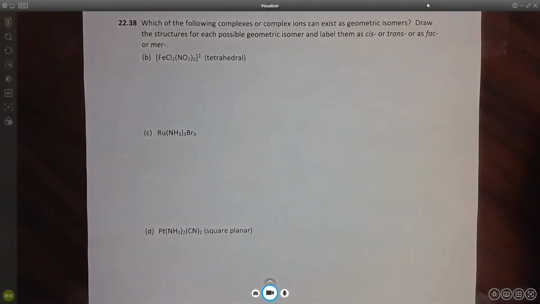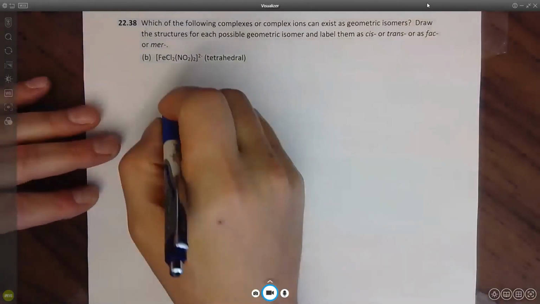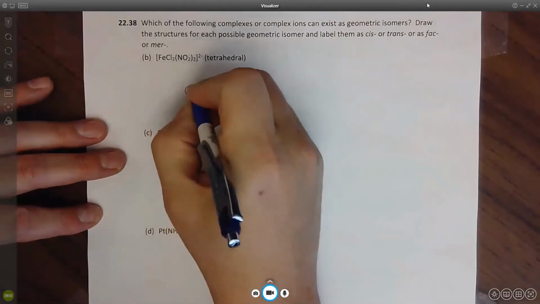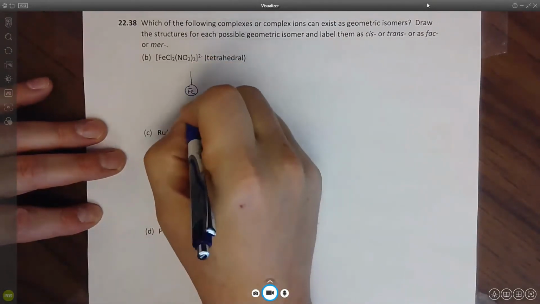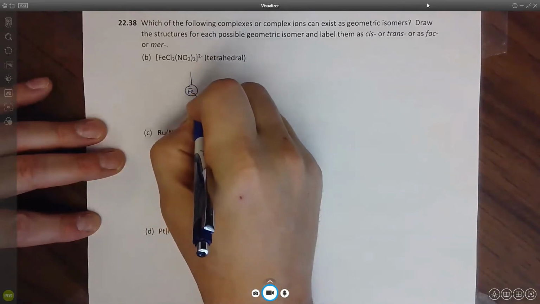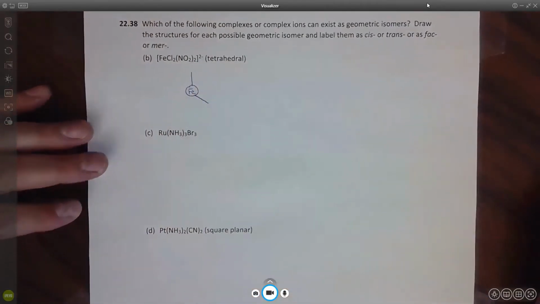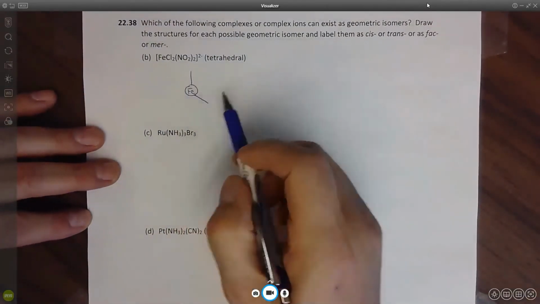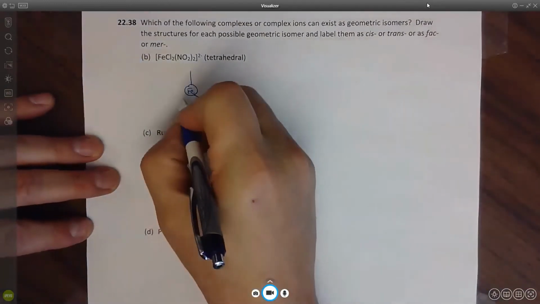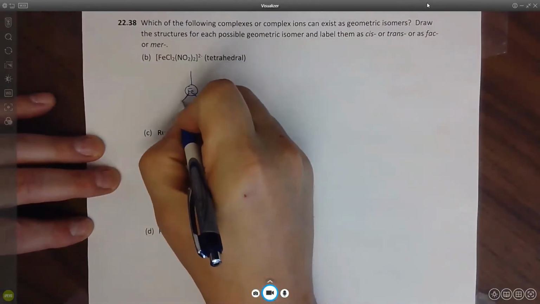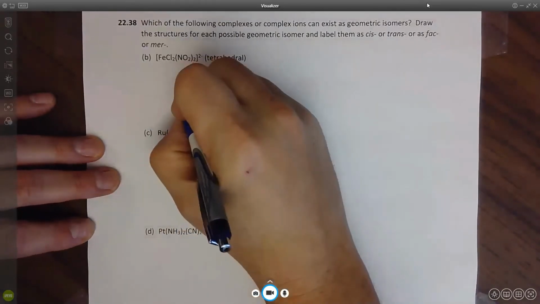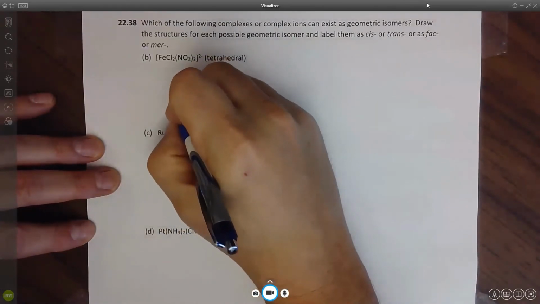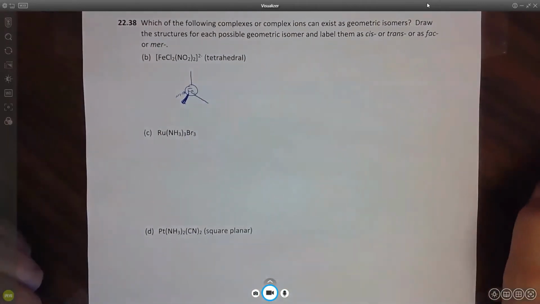It says it's tetrahedral. So if it is tetrahedral, that means it is going to have our central atom, in this case our iron. Then we're going to have one in the plane of the paper going up, one in the plane going down at an angle of 109.5 from the other. Then we're going to have one coming out of the paper. And again, this is 109.5 degrees from the other two, and one going back behind the paper, again at 109.5 degrees.